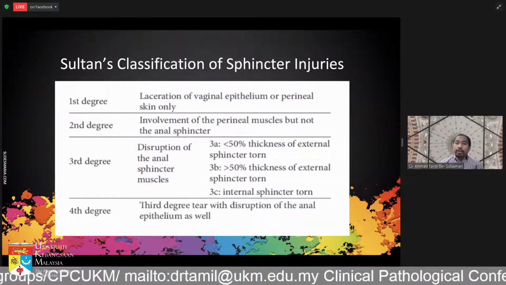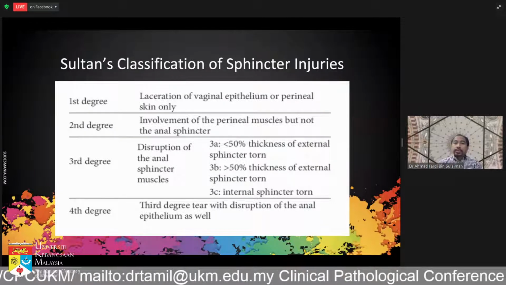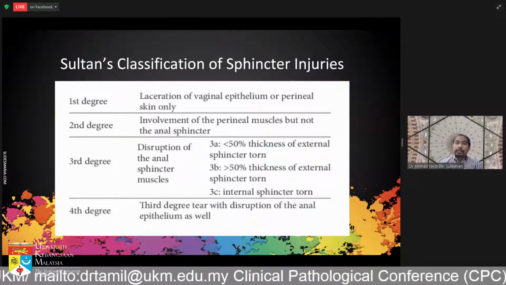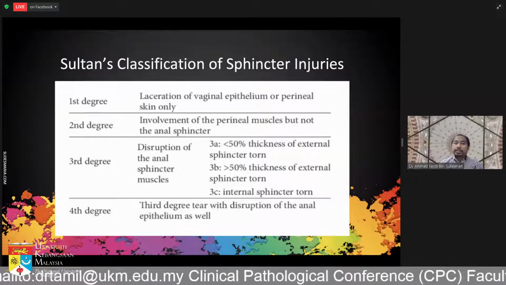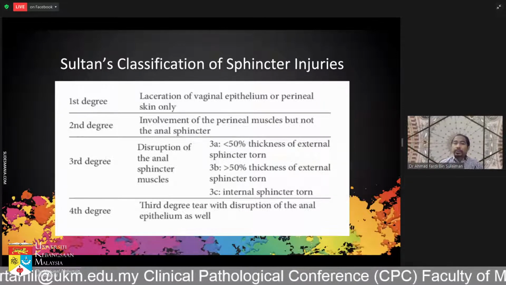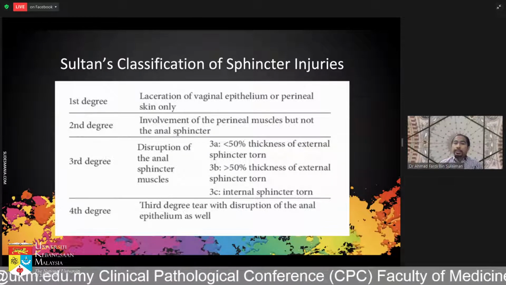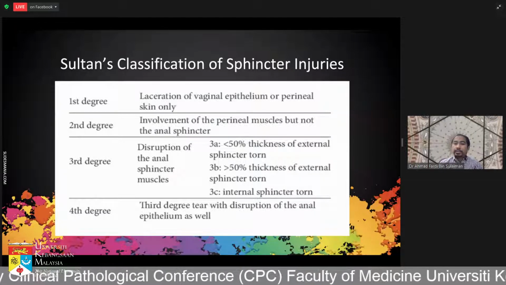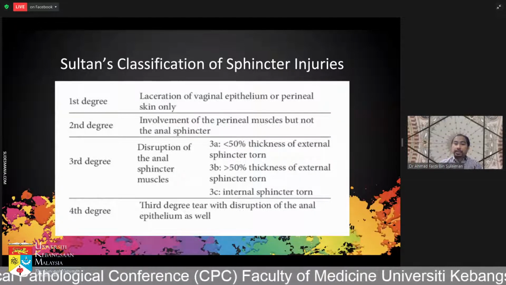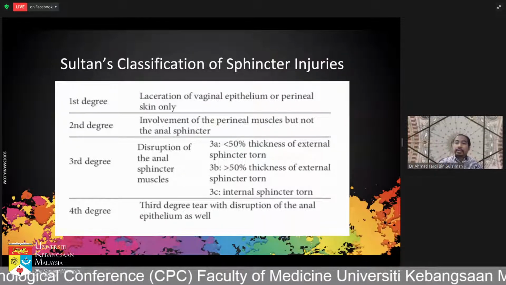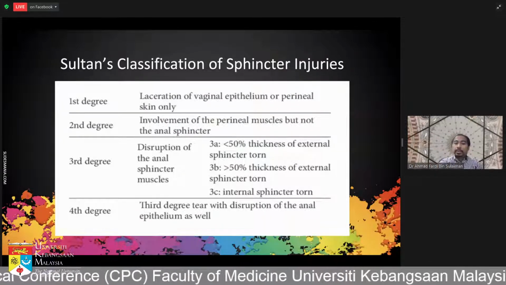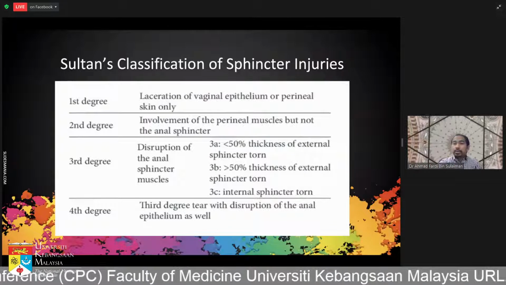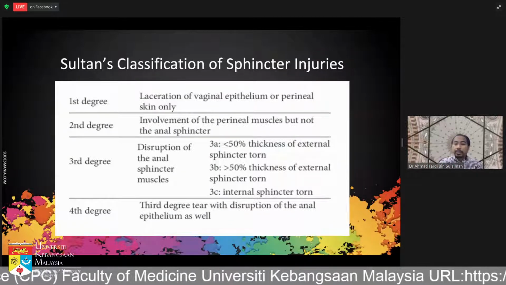And for the sphincter injury, you need to know the classification by the Sultan classification. What I need to highlight is the 3rd degree and 4th degree. 3A is when there is less than 50% of the external sphincter, 3B more than 50% of the thickness of the external sphincter, and 3C when they involve the internal sphincter. But 4th degree is when there is a disruption of the anal epithelium as well.